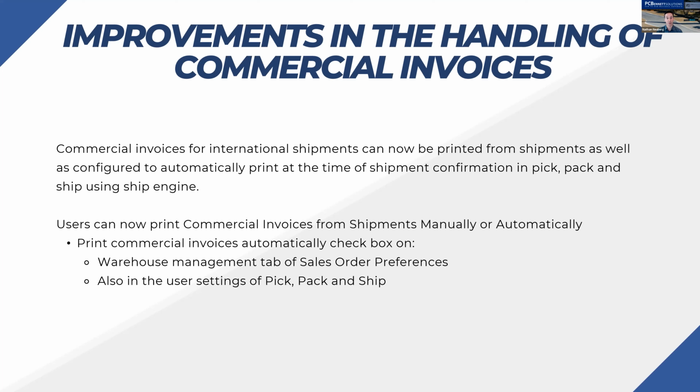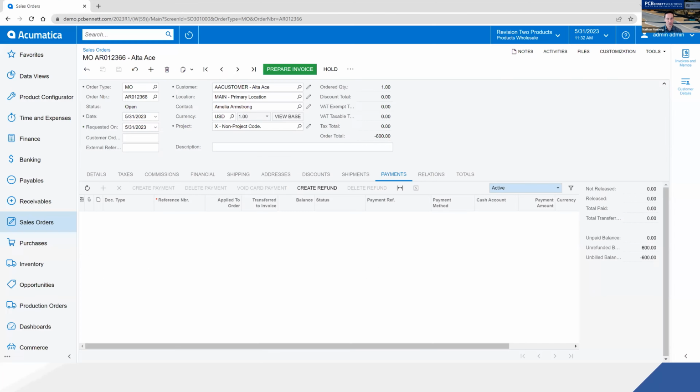The new commercial invoices report form has been added to the printed forms category of the sales orders workspace in Acumatica. And by using this report, a shipping clerk can print commercial invoices generated for international shipments using the ship engine integration. When we select the new print commercial invoices automatically checkbox on the warehouse management tab of the sales order preferences screen, and also in the user settings of the pick, pack, and ship screen, the commercial invoice for a shipment is printed automatically at the time the shipment is confirmed in pick, pack, and ship. Great addition in efficiency. Let me show you.